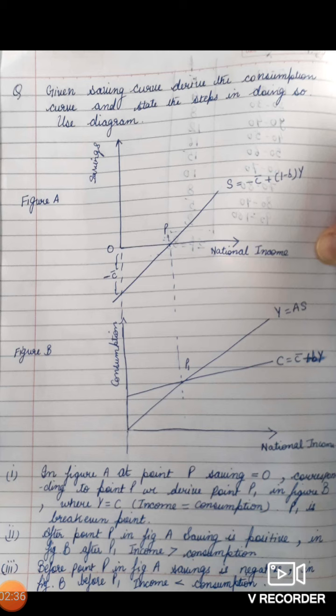Step 3 will say before point P, in figure A, saving is negative. The line is below the x-axis, so it is negative. And in case of figure B, below the point P1, as we see, consumption is more than income. So this is also saying that saving is negative. So these are the steps which are used to derive the consumption curve from the saving curve.